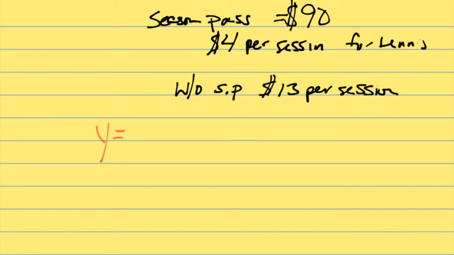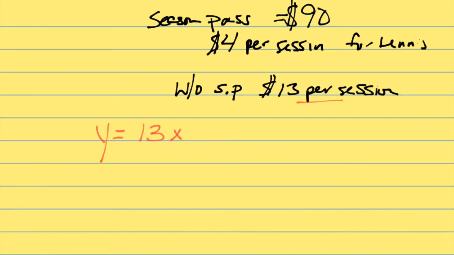But our rate of change, or our slope, comes from the word per. Okay? So since we're seeing $13 per session, that means we're paying $13 for every tennis session we show up for. So if x represents our tennis sessions, we find our total cost by multiplying 13 by the number of sessions we show up for.